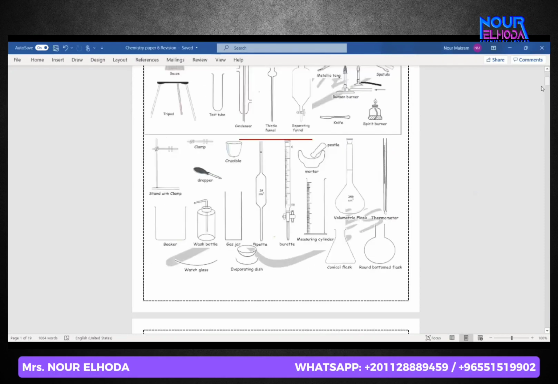This stand is to hold the burette. If you are using the burette, because the burette is a little bit big, usually we use the stand with the clamp. The clamp is this part that holds the burette. Okay? Any question?